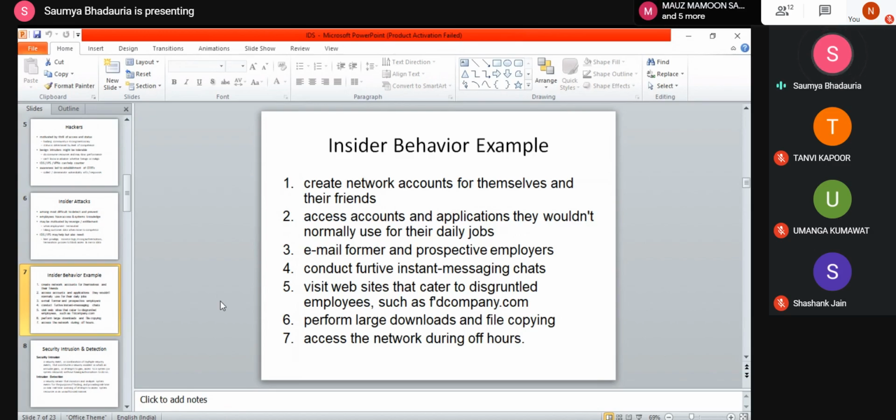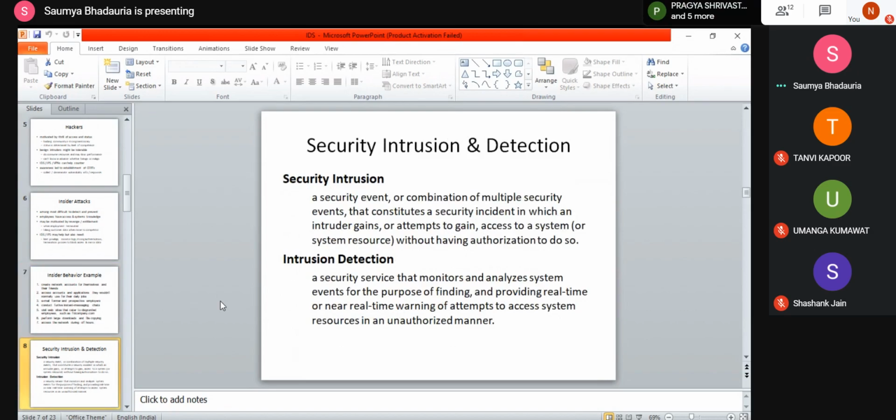Okay, so when we are talking about this, see here there are two points. One is security intrusion and the other one is intrusion detection. Okay, so there is a standard which is the RFC 2828 standard. This standard defines two things: one is security intrusion and the other is intrusion detection.